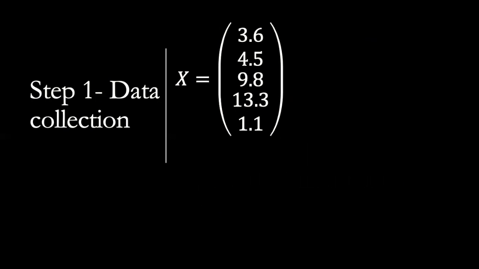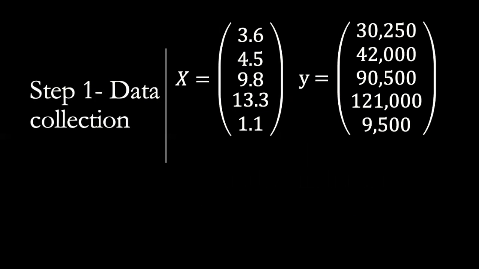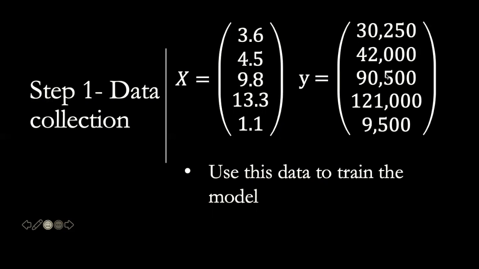The first step in linear regression is data collection. And we want to collect as much data as we can. And up to a certain point, the more the data, the better the model. And as stated earlier, we want to collect paired sets of data. An example of 5 paired sets of engine size and cost data is shown here. And we want to use this data to train the model.